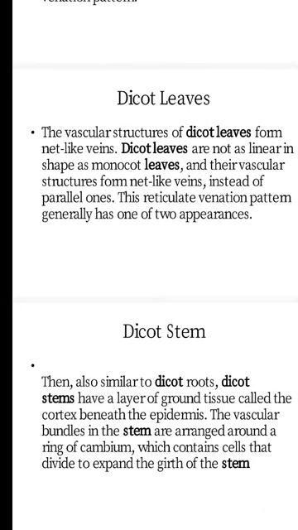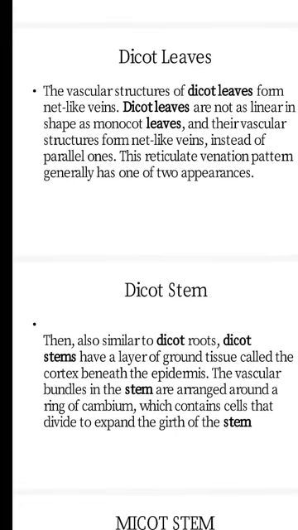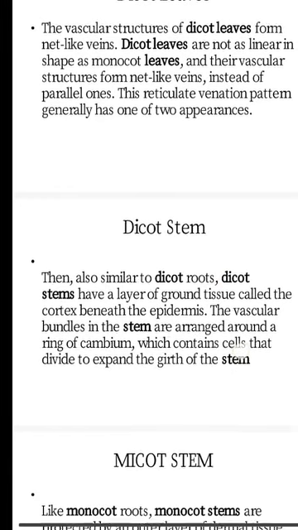Then we talk about the dicot leaves, how different they are from monocot leaves. The vascular structure of dicot leaves forms net-like veins. Dicot leaves are not as linear in shape as monocot leaves, and their vascular structure forms net-like veins instead of parallel ones. This reticulate venation pattern generally has one or two appearances.